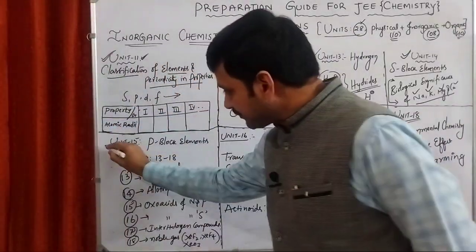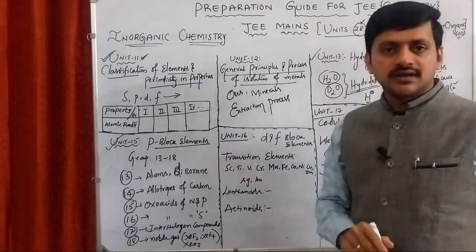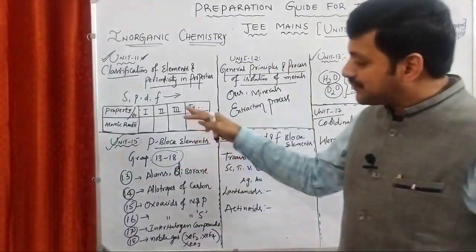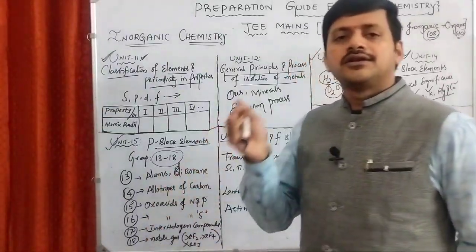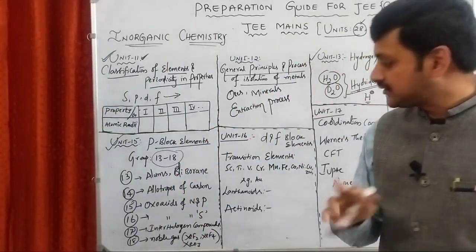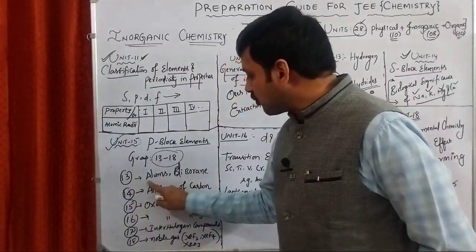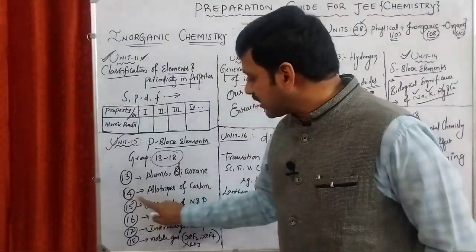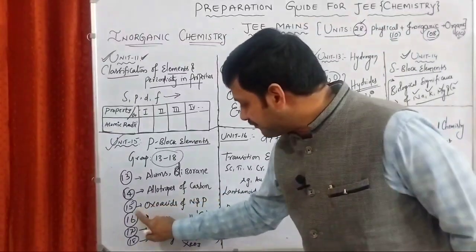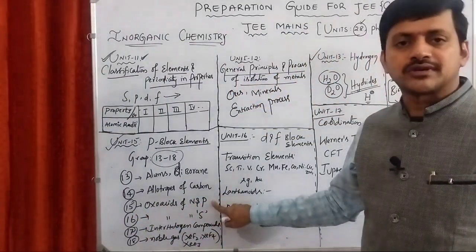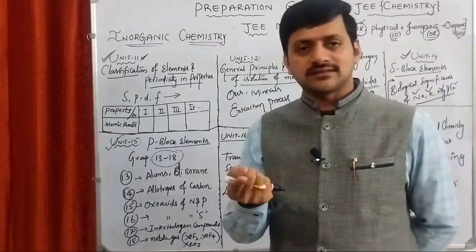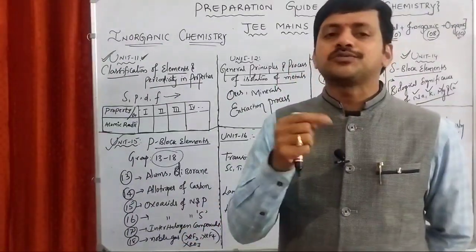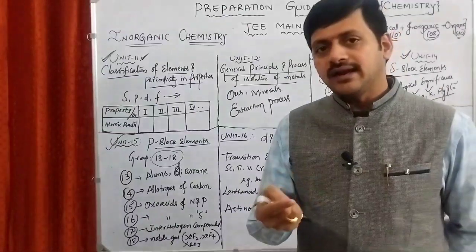Next one, unit 15, that is P block elements. In the P block elements we have groups 13 to 18. Actually the syllabus is very large, but you need to concentrate on the small points. In case of group 13, focus on alums and diborane, preparation and properties. In case of 14, allotropes of carbon. In case of 15, oxoacids of nitrogen and phosphorus. Already we know the ic acids and ous acids: nitric acid, nitrous acid, in that way. Similarly, phosphoric acid, phosphorous acid, right?